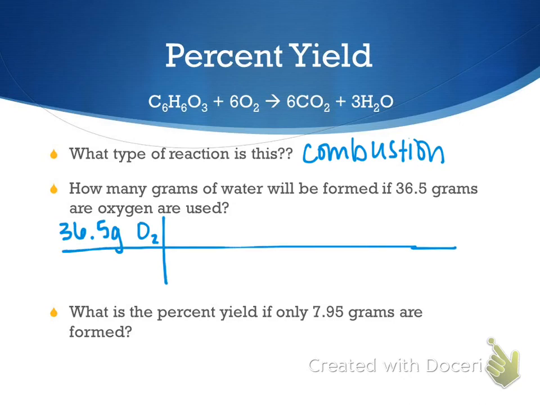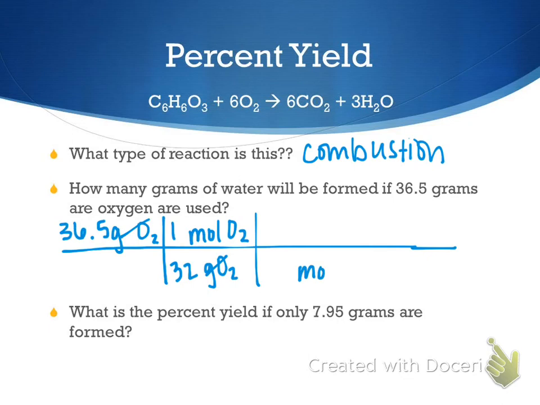Okay, so to go gram to gram, I need to go grams to what? Moles, then to mole ratio, right? And then back to grams. So we need to go through 4 steps here. We'll go grams of O2 to moles of O2. 1 mole is equal to 32 grams.